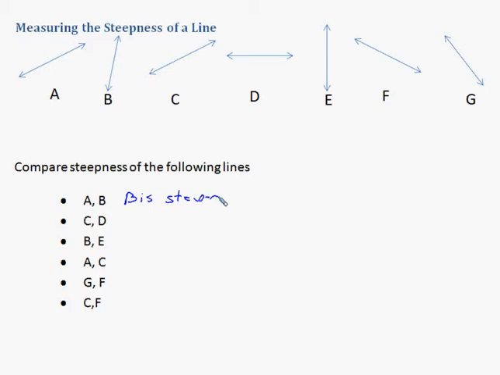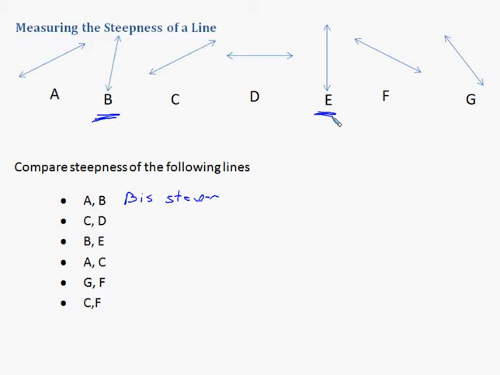What about B and E? Well, B is a pretty steep line, but E, you can't get any steeper than that, so actually in that one, E is steeper. Comparing A and C, well, actually they look like they're the same steepness, so they would be equal steepness. Comparing G and F, now those are a little different because both of those are going down. All the other ones that we looked at except E were going up left to right. They're going down left to right. There we see that G looks steeper.